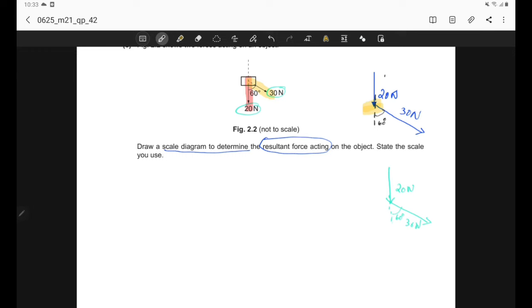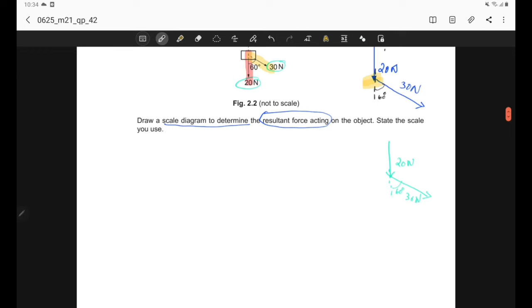draw it neatly. So in order to draw we need to take a scale, and we can take for 10 Newton force 1 centimeter. So in order to draw the 20 Newton you should draw a 2 centimeter line exactly vertically downward. Take a ruler and draw a 2 centimeter line vertically downwards.